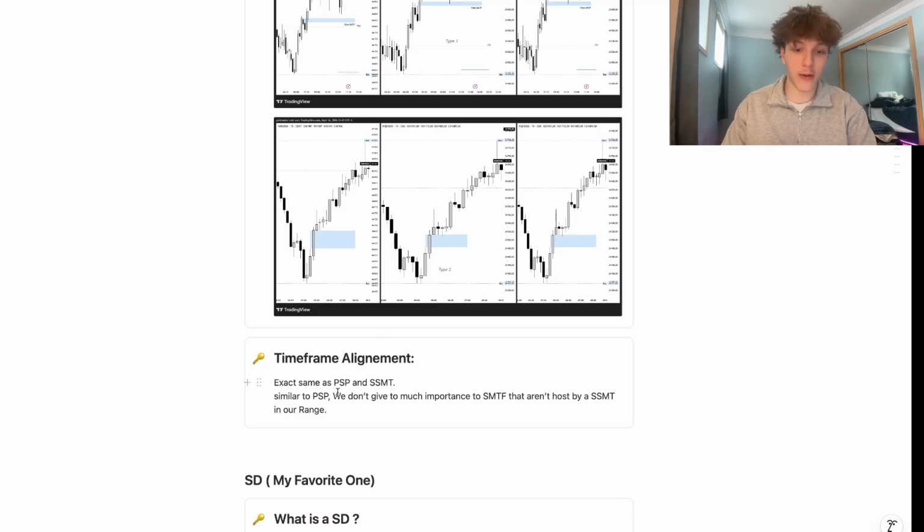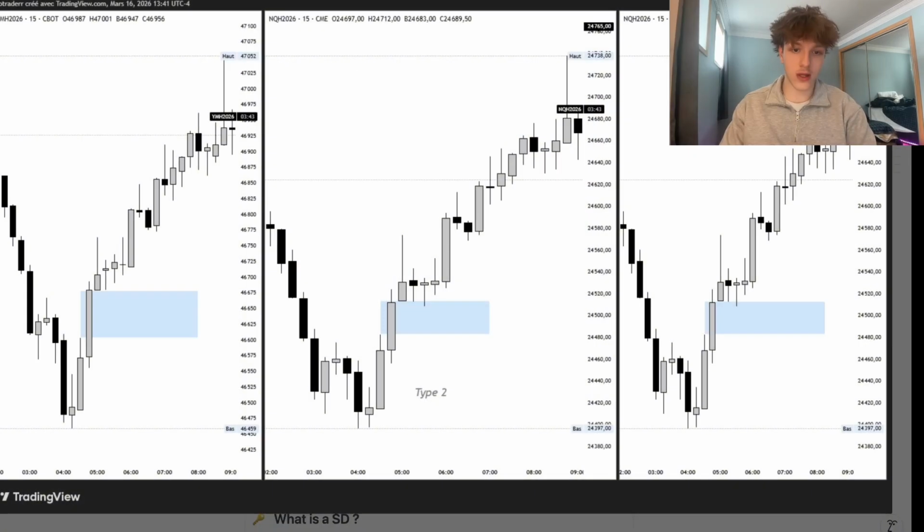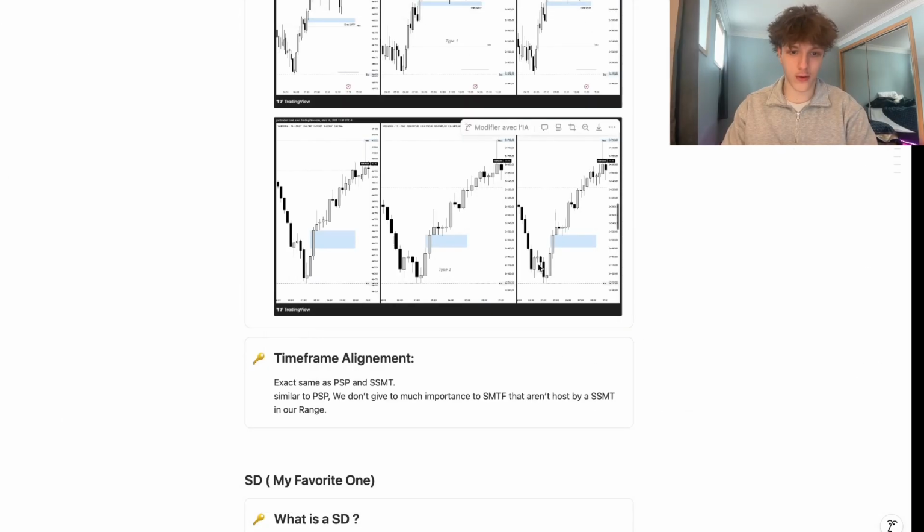The only thing I really want to mention is that we don't give too much importance to SMTF that aren't hosted by any sequential SMT in our range. So let's say this one, this 15-minute BC or SMTF, if we don't have a daily cycle at the external low, this 15-minute SMTF doesn't hold any value for you. You don't need to focus on it until you have a sequential SMT.